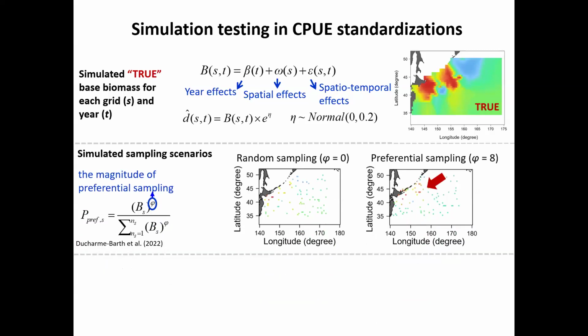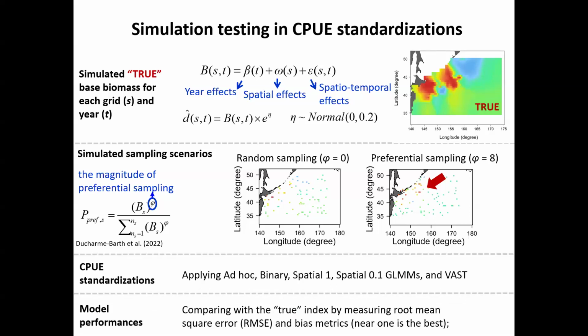Now we simulated 2 sampling scenarios, which are random sampling and preferential sampling. We assign the probability of each grid based on the density. So we can control the phi value to determine the probability of the grid. In the preferential sampling, phi is equal to 8, which means the grids with higher density tend to be sampled first. You can see in this map that this sampling can select more grids with higher density compared to random sampling.